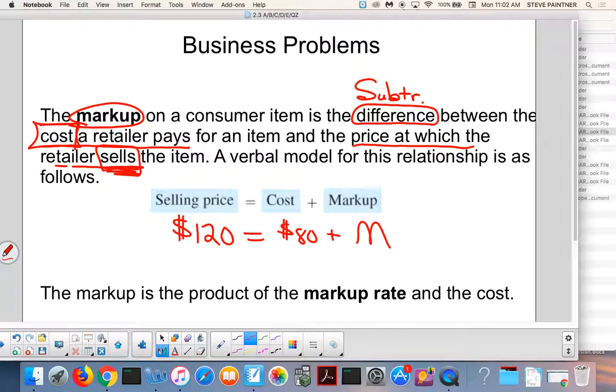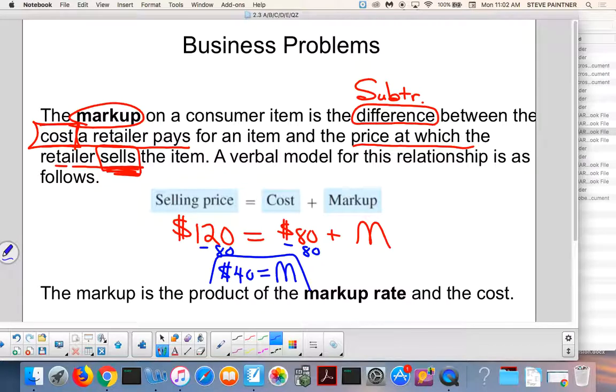How do you solve it? Don't you just subtract 80 on both sides? So the markup is what? 40 bucks. Okay, there it is. So how do you find the markup price? You take the selling price, you subtract the cost, and you get the markup. That's it. Okay? But that's not the goal.